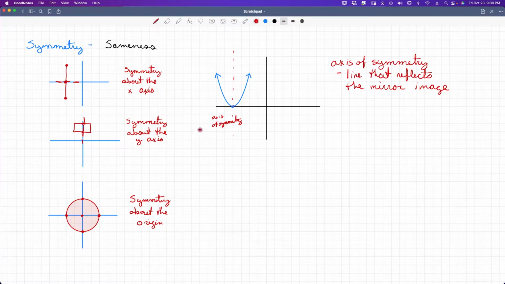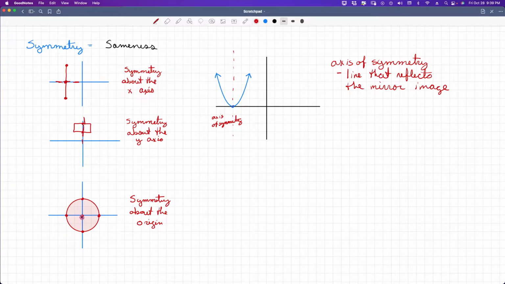Then you have something where you have multiple axes of symmetry. And that is usually going to be in more of a circle or a box or a square, something that's symmetrical all the way around. So here we have symmetry about the origin. And all that means is our point of symmetry is going to be on the origin. It's on the y and the x-axis, and that is our origin here.